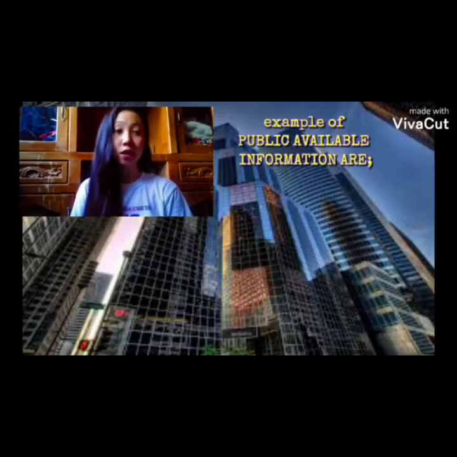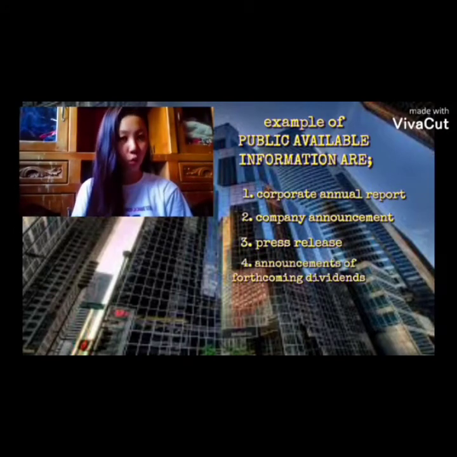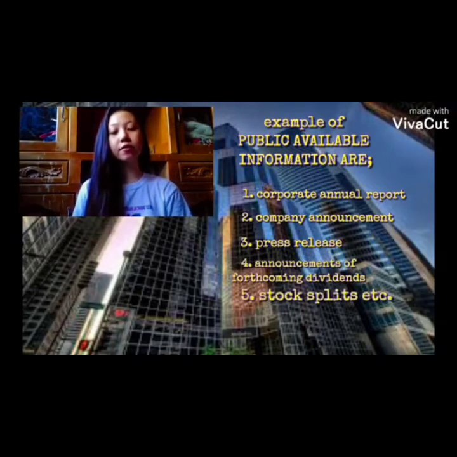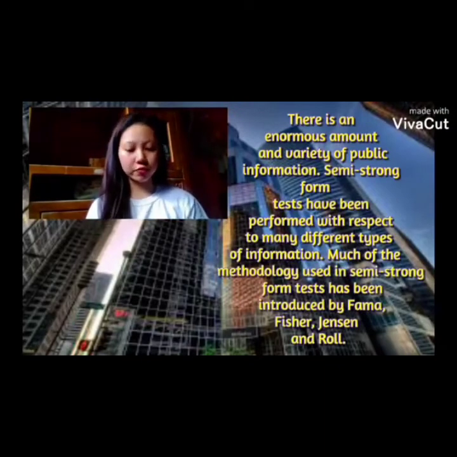So there are examples of public information that are available. These are the following. First is the corporate annual report. Number 2 is the company announcement. 3. Press release. 4. Announcement of forthcoming dividends. And lastly, the stock split, etc. So here, we can say that there is an enormous variety of public information.